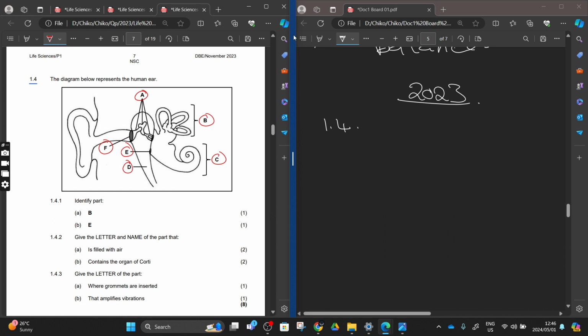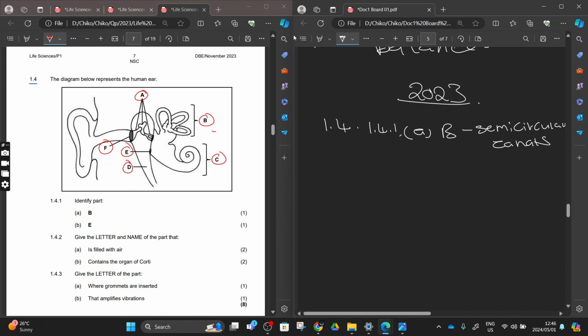Identify parts. Now we want to identify part B. For A, we want to say 1.4.1. We are answering A, and then they want me to identify part B. Part B, semicircular canals. Then they want number E. Where is number E? Round window. Those who are from Mpumalanga, God's window there.